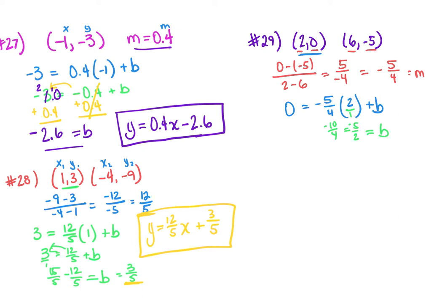Once I have my m and my b, then I can fill it in. So I'm going to say y equals m, that's negative 5/4 x, plus, in this case, minus b. Why do we have a... Oh, it's actually a... We have to move it over, by the way. This ends up being a positive. Plus 5/2.